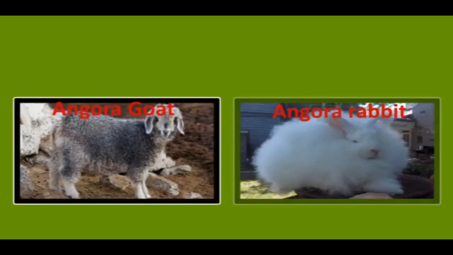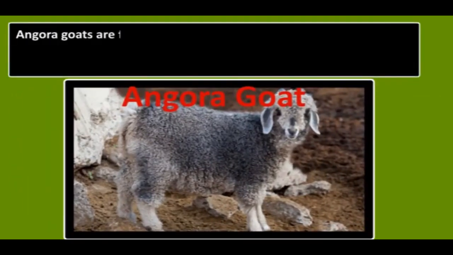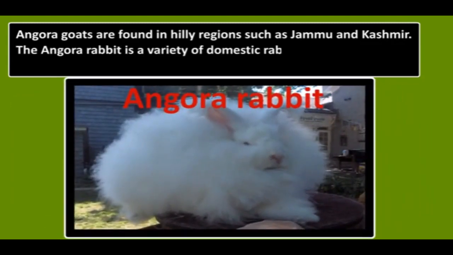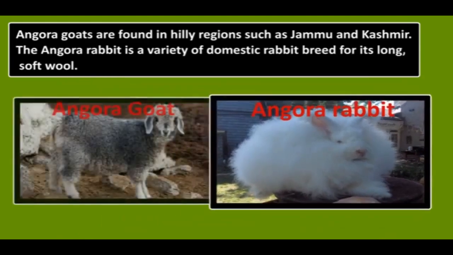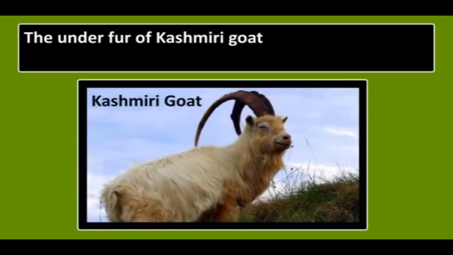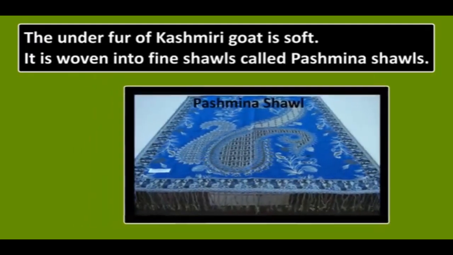Angora wool is obtained from Angora goats and Angora rabbits. Angora goats are found in hilly regions such as Jammu and Kashmir. The Angora rabbit is a variety of domestic rabbit bred for its long and soft wool. Wool is also obtained from the mountain goat's hair. The underfur of the Kashmiri goat is soft. It is woven into fine shawls called pashmina shawls.